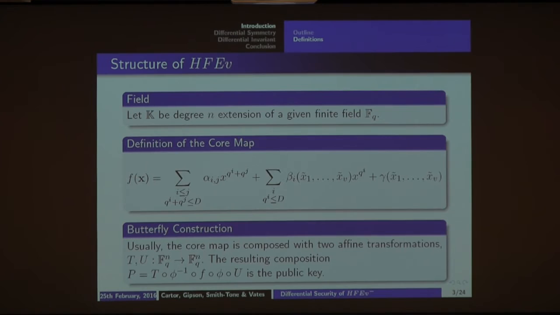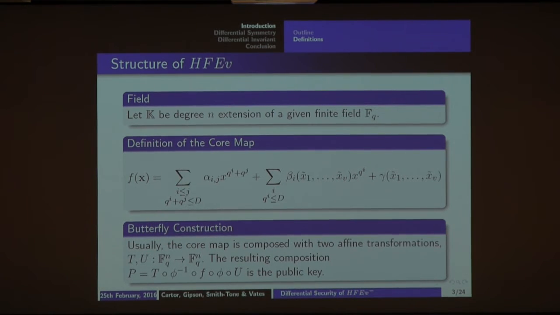So let's start with the basic structure for HFEv. We take an n degree extension of FQ for our extension field K, and then we have the basic definition of our core map, where we have our oil variables in this monomial, our mixing variables within our center term, and then our vinegar variables at the very end. Next, we take the butterfly construction of our core map in order to hide some basic structure.